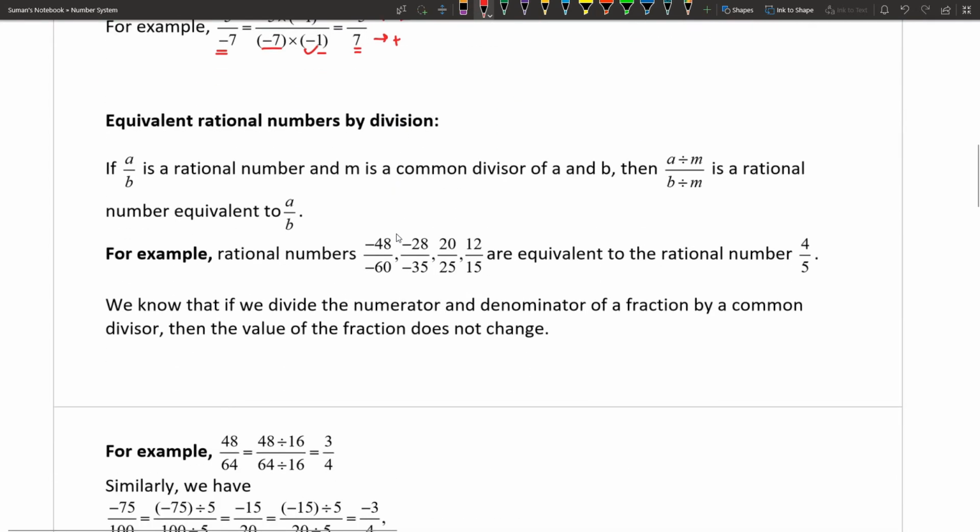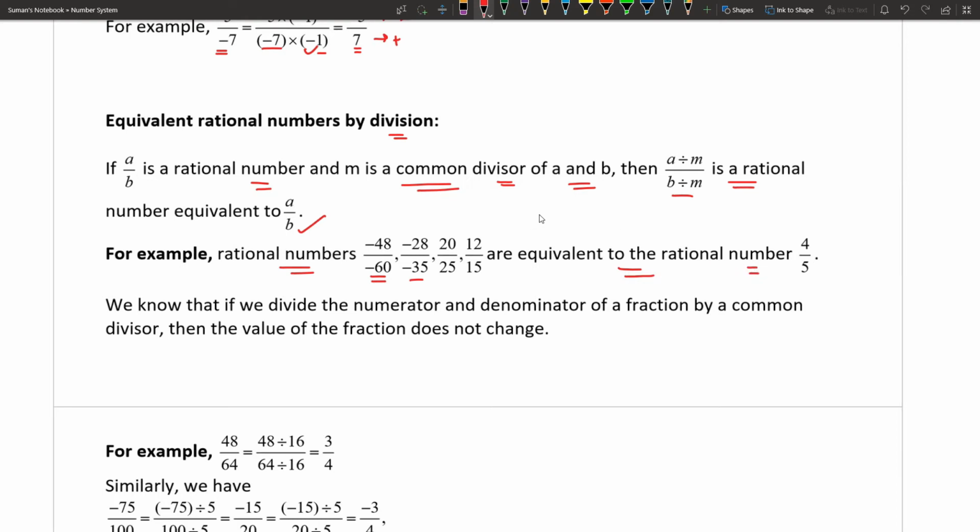Now, equivalent rational numbers by division. If a by b is a rational number and m is a common divisor of a and b, then a divided by m upon b divided by m is a rational number that is also equivalent to a by b. Suppose the rational numbers minus 48 upon minus 60, minus 28 upon minus 35, 20 upon 25, 12 upon 15, all are equivalent to the rational number 4 by 5.